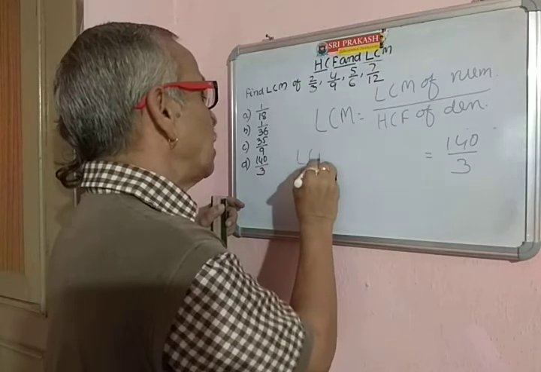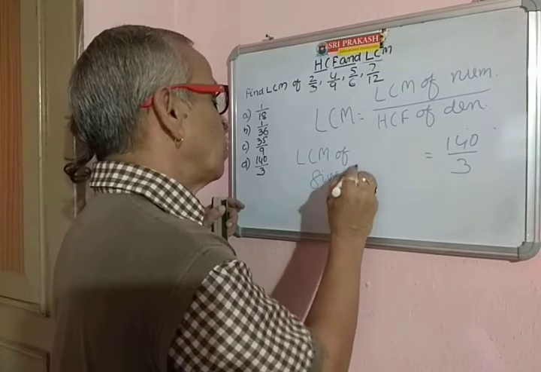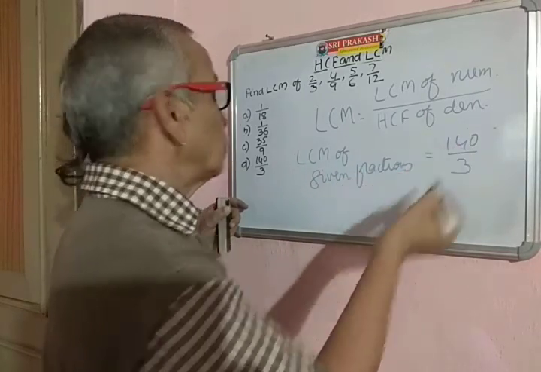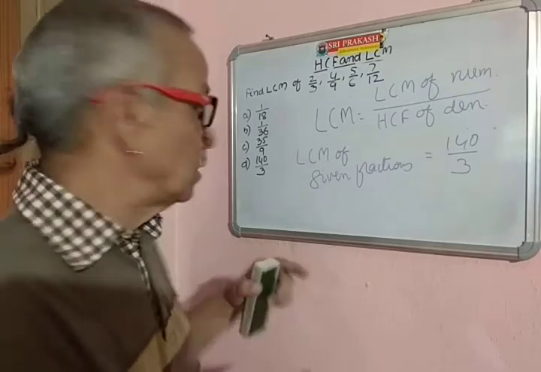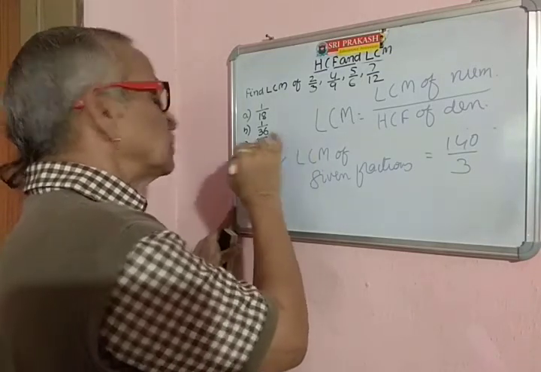So LCM of given fractions is equal to 140 by 3. So here your D is the right answer.